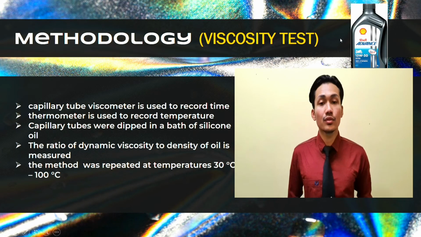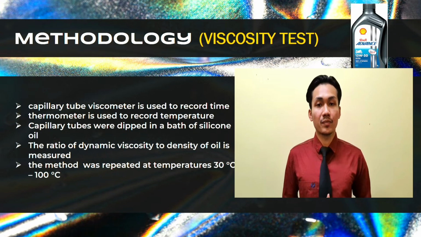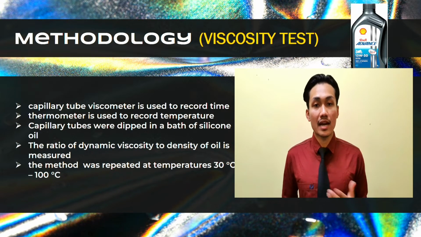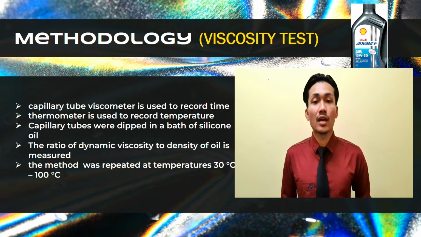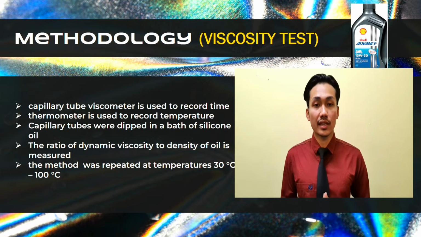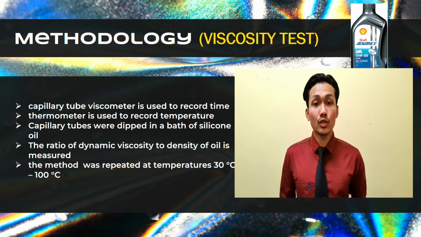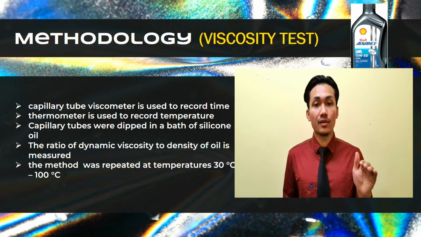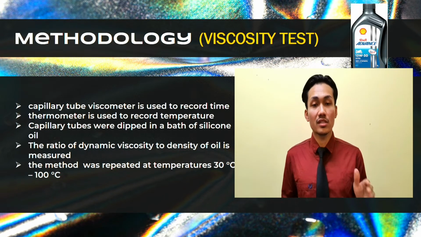Now, we move on to the methodology of this experiment. On this slide, I will explain how I set up the experiment. To compare the viscosity of new and used engine oil, I have conducted a viscosity test experiment. The capillary tube viscometer is used to record the time taken by looking at the oil level, and thermometer is used to measure the temperature.